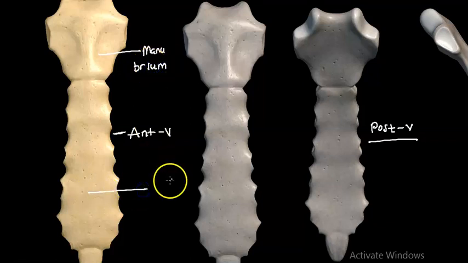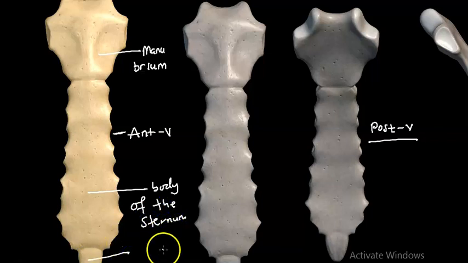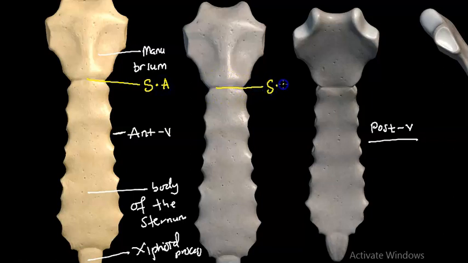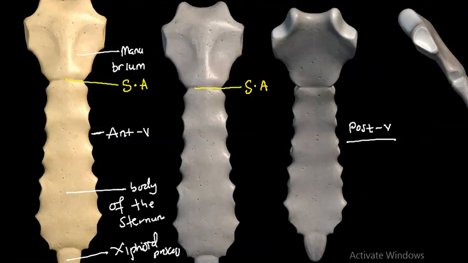and here we have the body of the sternum. And this last part we call the xiphoid process. And this particular region is what we call the sternal angle. In this other anterior view, this is the sternal angle.